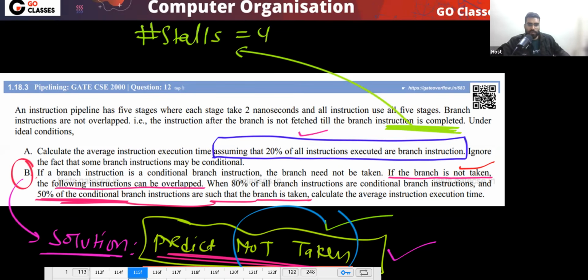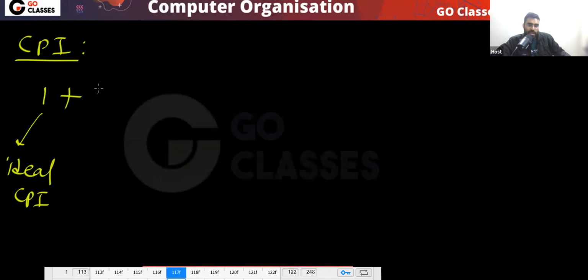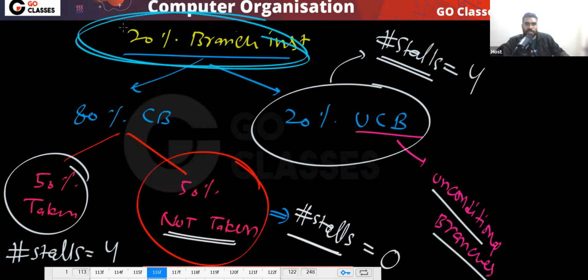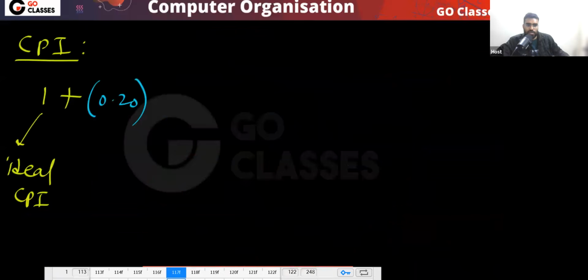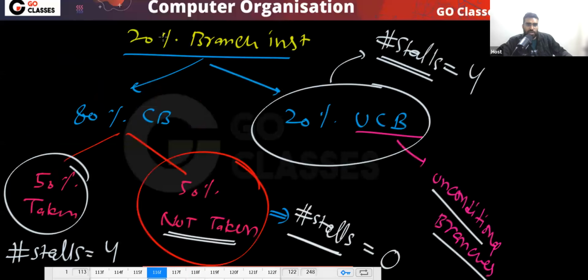So what will your final answer be? Your CPI will be 1; 1 is the ideal CPI. Every instruction will ideally take 1. Now, per instruction, how many branch instructions? 20% branch instructions per instruction, and in this 20%, 80% of the time they are conditional.